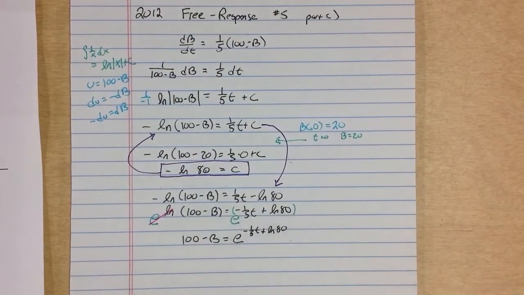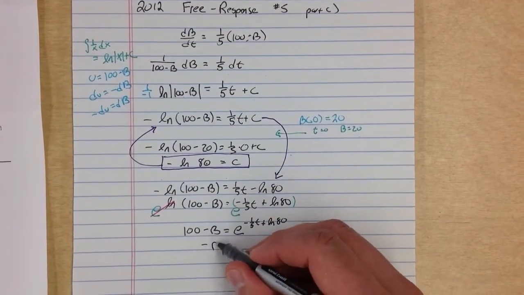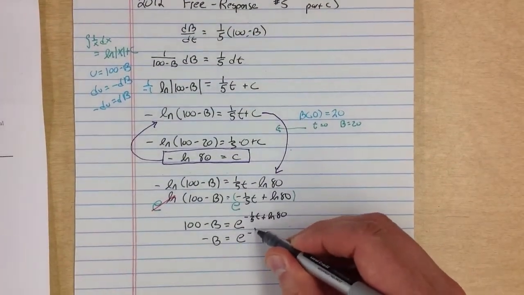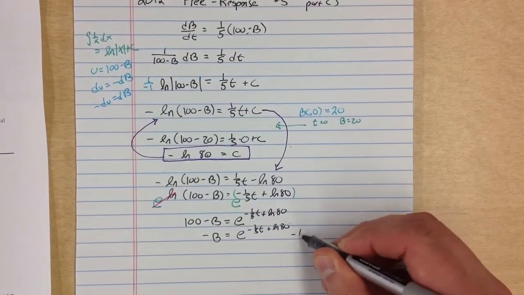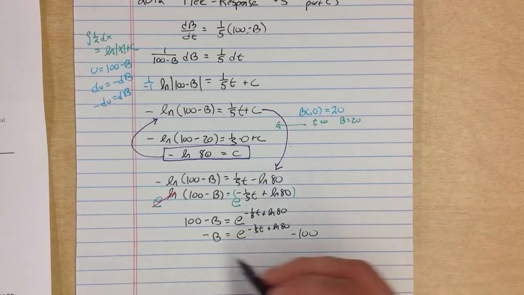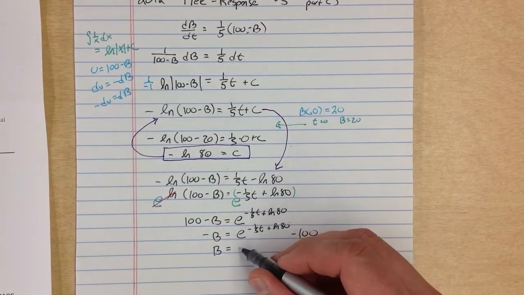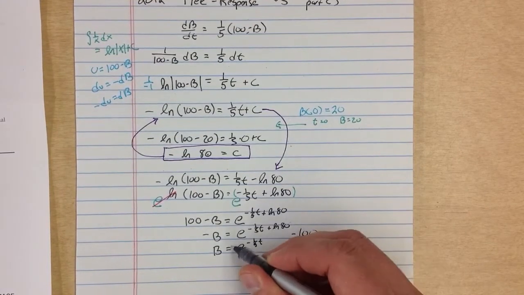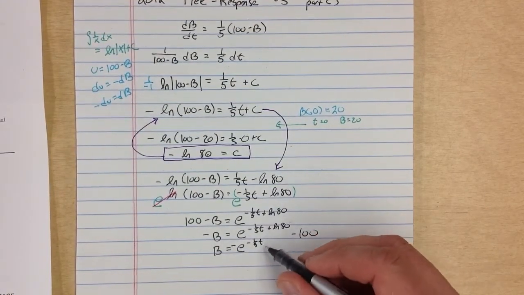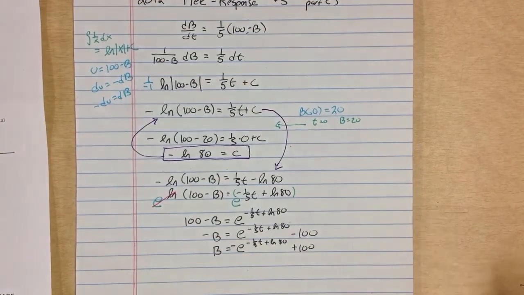Now I still need to get the b by itself, so I'm going to subtract the 100 over and say negative b equals e to the negative 1/5 t plus ln 80 minus 100. And then I'm going to multiply both sides by negative 1. b equals negative e to the negative 1/5 t plus ln 80, plus 100.